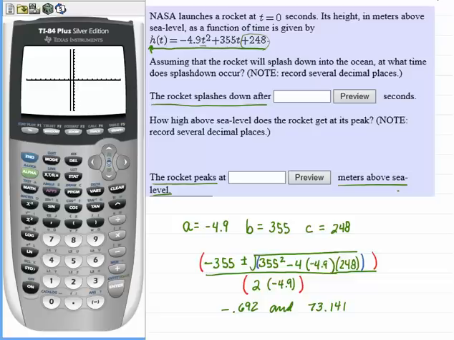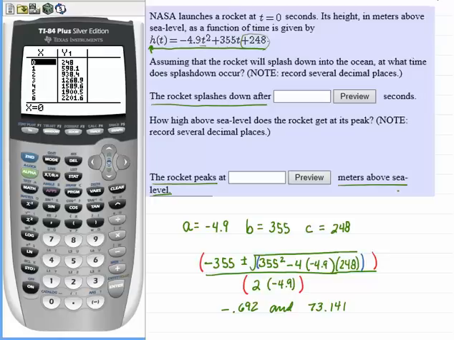So one thing you can do is actually look at your table. Before I go to my table, I just want to go to table setup, and I want to start my number of seconds at 0 seconds, and I want to go in increments of 1 second. I'll leave these other two set to ask, and now I'll look at my table, and this will give me a really good idea what's happening here. Sure enough, at 0 seconds it says it's 248 meters off the ground, so it looks like it's being shot from a hill. As I move down, I can see that after so many seconds it tells me how high the rocket's getting. So I can almost answer these questions just by looking at the table.